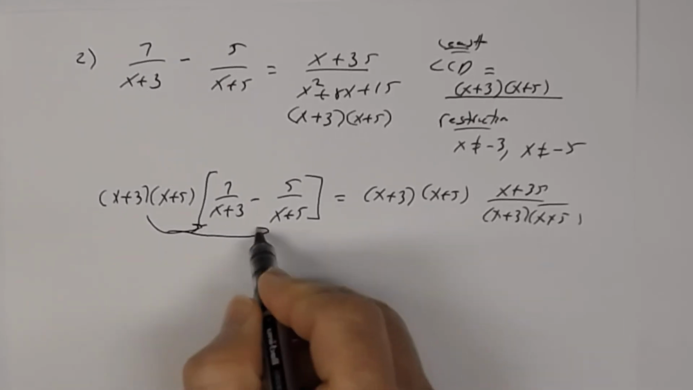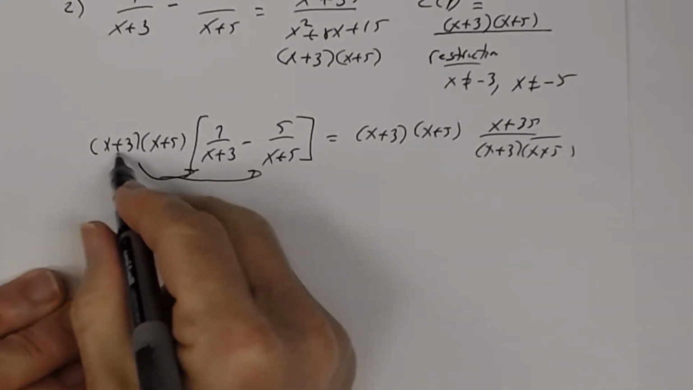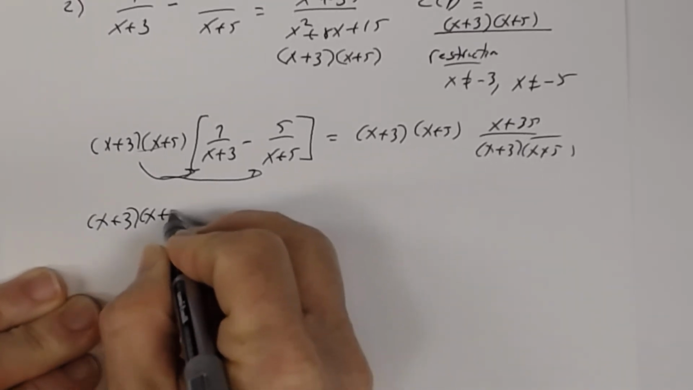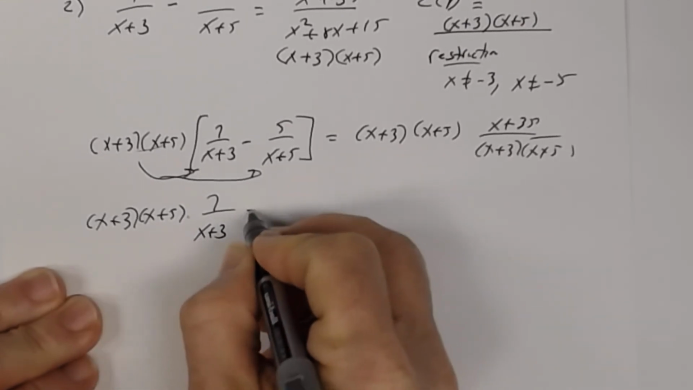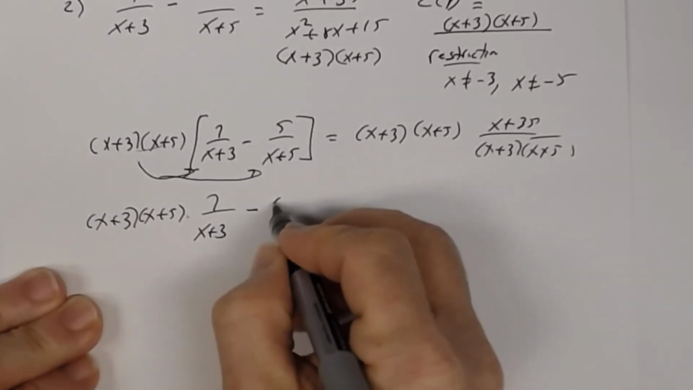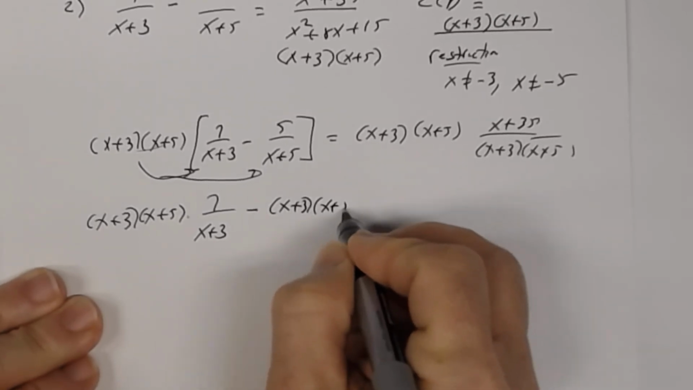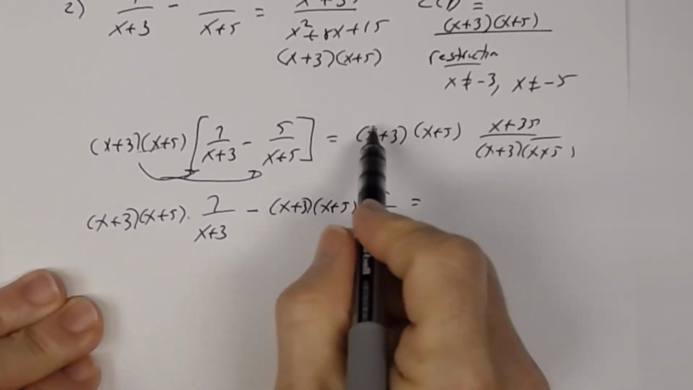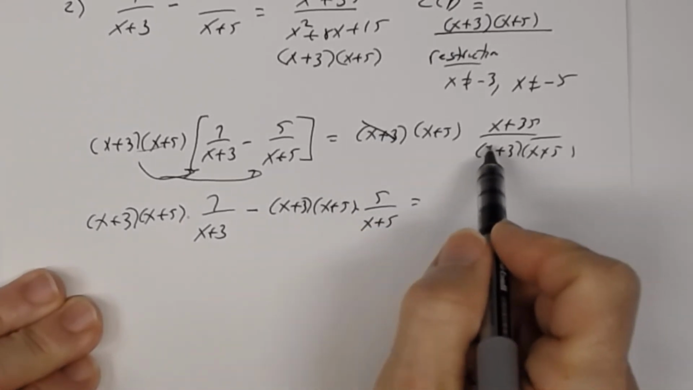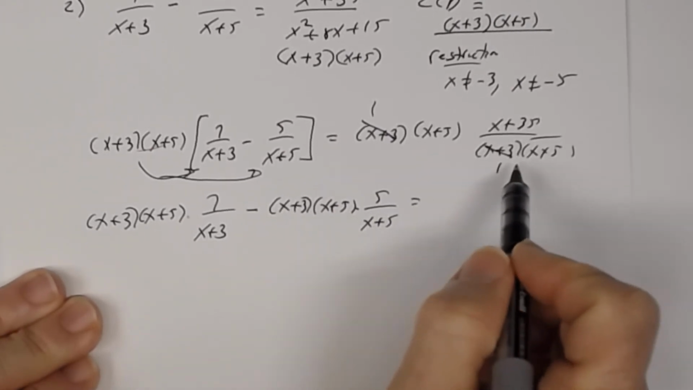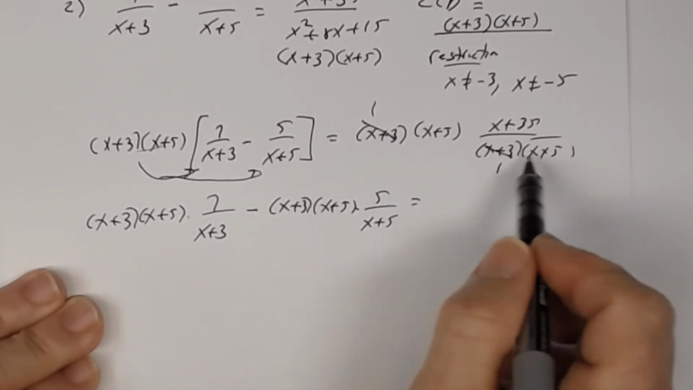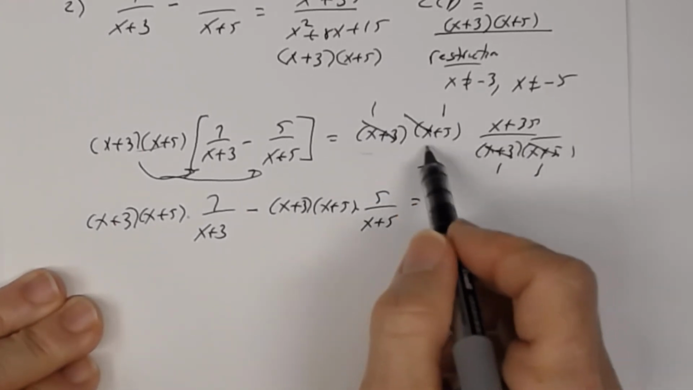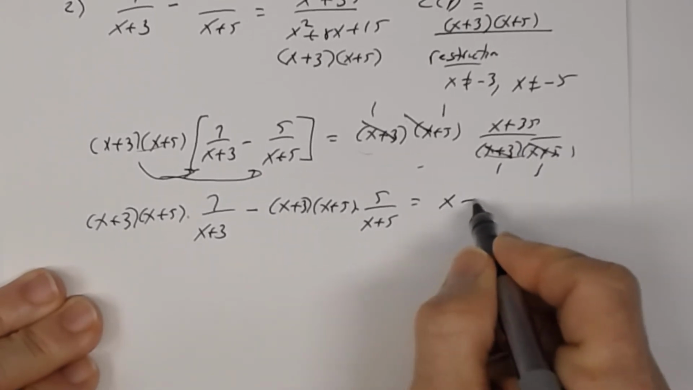Now let's go ahead and distribute over here. I'm going to get the LCD times the first fraction. So x plus 3 times x plus 5 times 7 divided by x plus 3, minus the LCD times the second, x plus 3 times x plus 5 times 5 divided by x plus 5. Now since I'm running out of room here, I'm going to go ahead and reduce those up at that point. So the x plus 3 is divided out. The whole purpose of multiplying by the LCD is to get these factors to be factors of 1s, and the x plus 5s divide out. So I get 1 times x plus 35 is x plus 35.